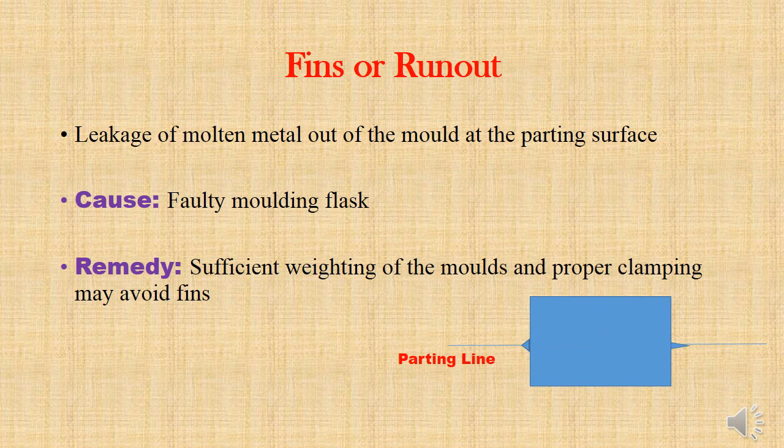Next is fins. In some cases, leakage of molten metal happens out of the mold at the parting surface. Cause for this is using faulty molding flask. For this, sufficient weighting of the mold and proper clamping may avoid fins.